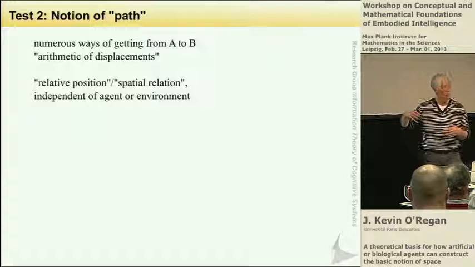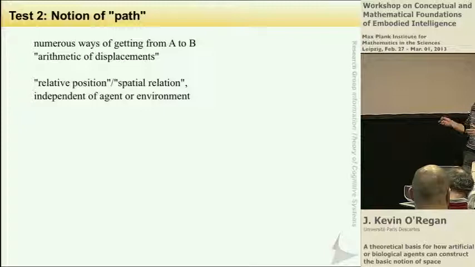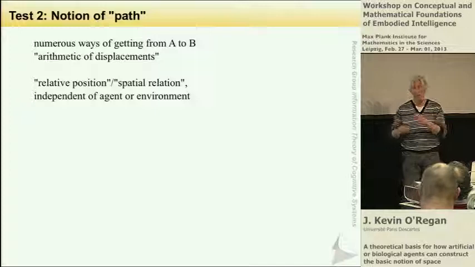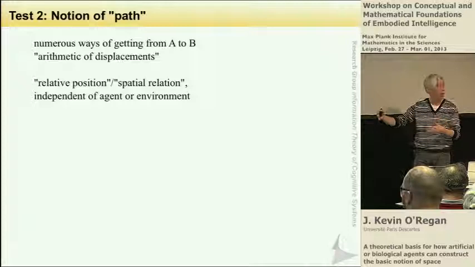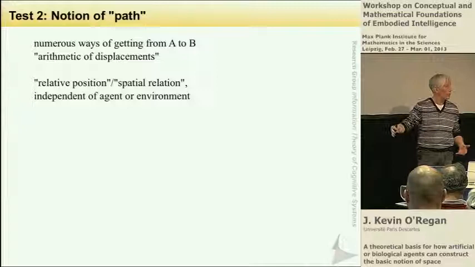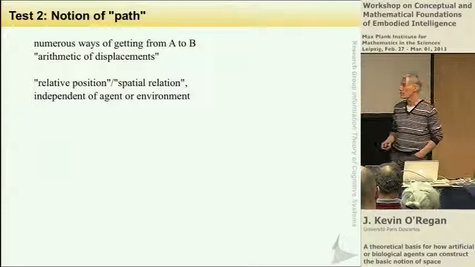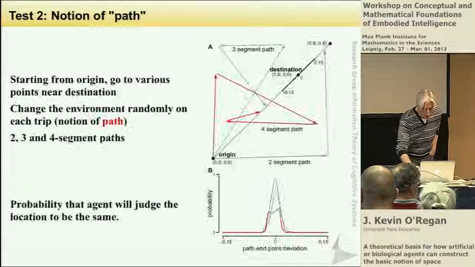I can do this in many different ways. And this is part of the kind of arithmetic of displacements that we know. And we know that this works even if the environment completely changes. The existence of the notion of a path is something that does not depend on what the environment consists of when I have the path. The path is something separate from the contents of the environment. And it's something independent of the agent and the environment. So we want to test whether the agent has understood this.